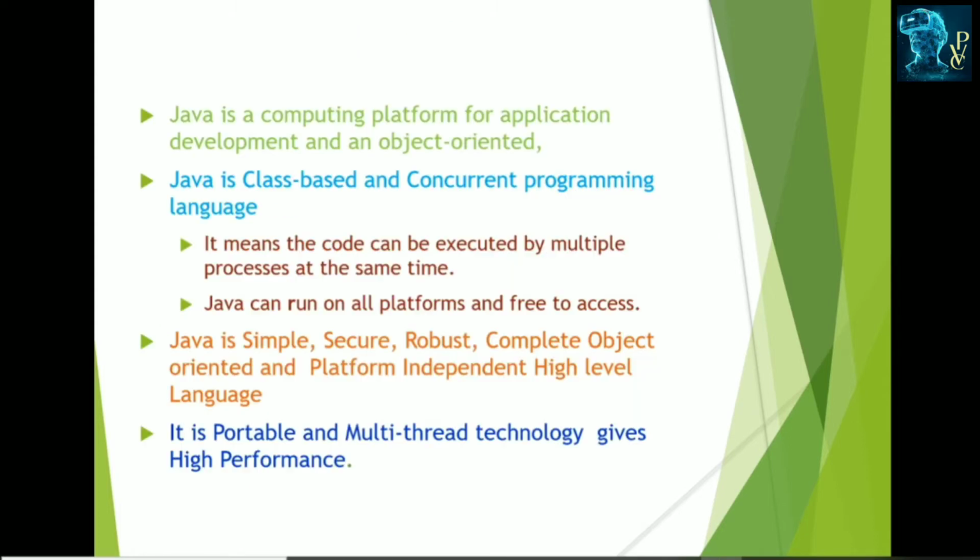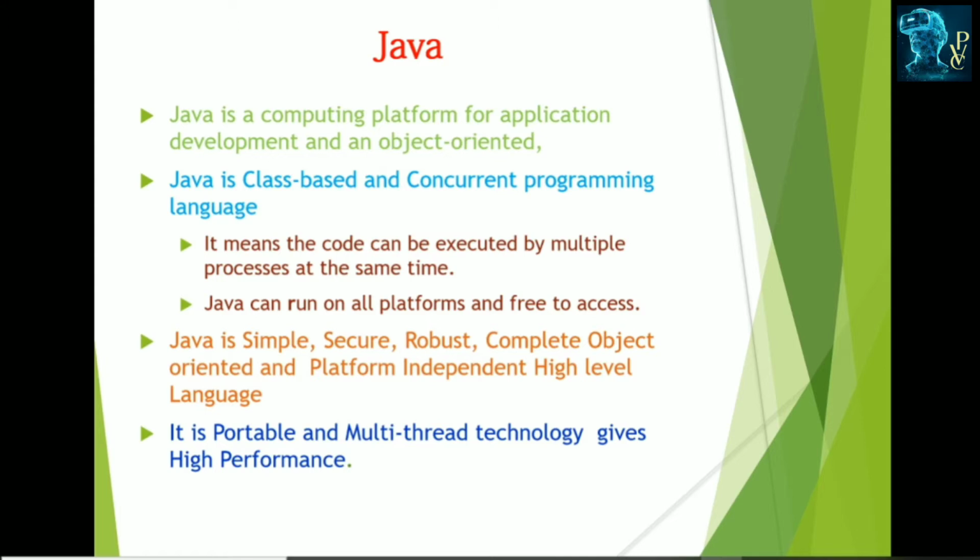Java is a computing platform for application development and is object oriented. Java is a class-based and concurrent programming language, which means everything in Java can be specified within the class only. So we call Java a class-based programming language, and multiple programs can execute simultaneously. So we call this a concurrent programming language.